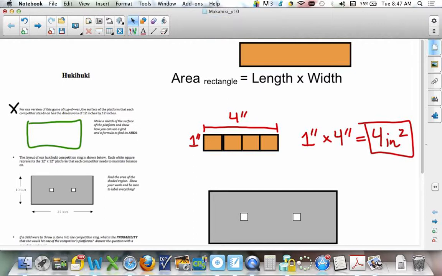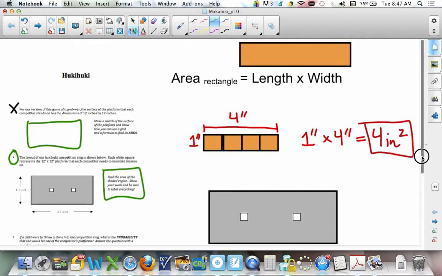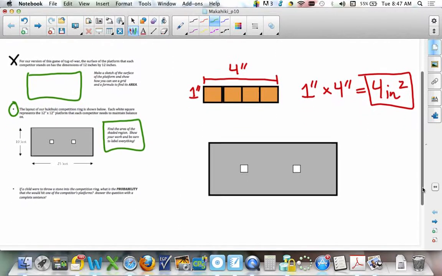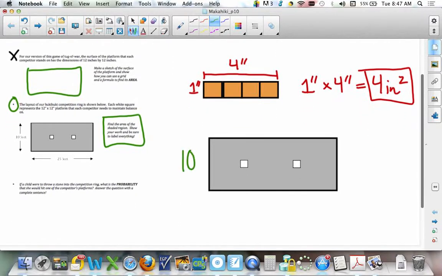Now the question below, I'm going to work on this next one. It says the layout of our huakai competition ring is shown below. Each white square represents a 12 inch by 12 inch platform that each competitor needs to maintain balance on. It says find the area of the shaded region, show your work, and label everything. I blew this up so it's a little bit bigger. I know that I have a 10-foot side and a 25-foot side.